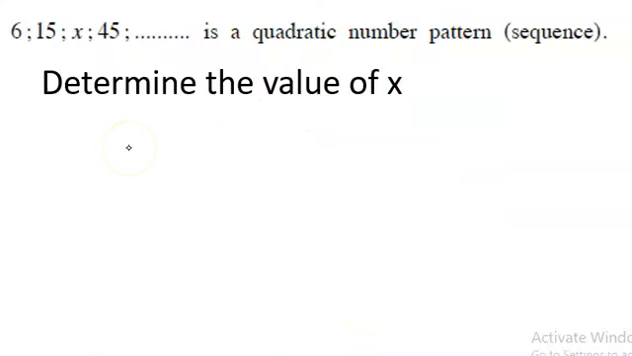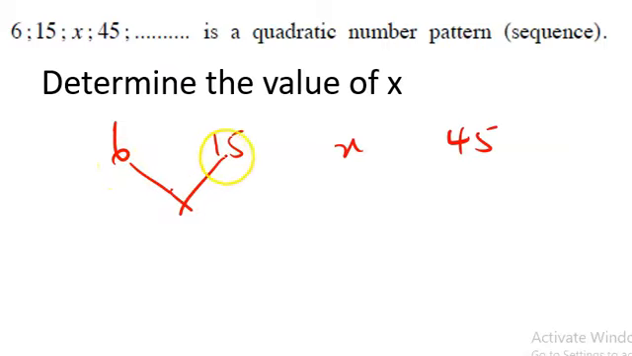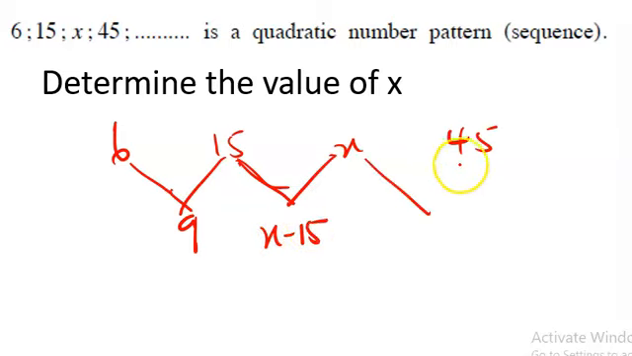Now let's look at the next question. We have a quadratic number pattern here: 6, 15, x, and then 45. Now for a quadratic number pattern, we need to find two differences. So this will be the first one. 15 minus 6, that is 9. And then x minus 15. And then we find 45 minus x as the first differences.